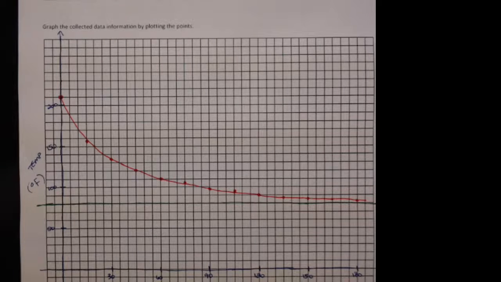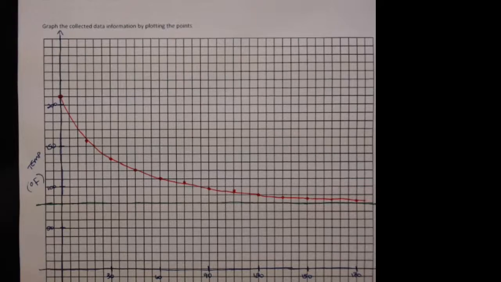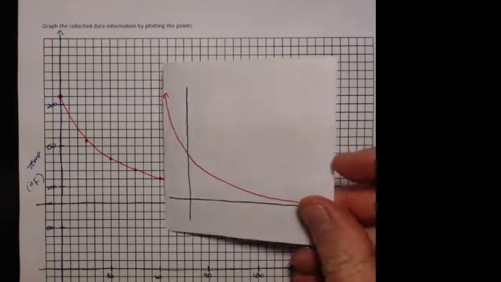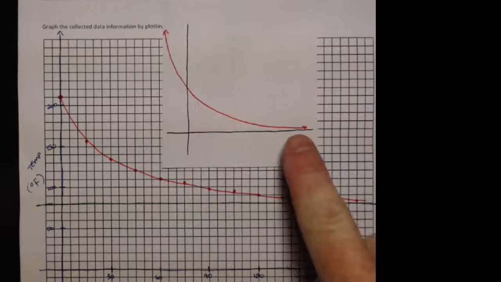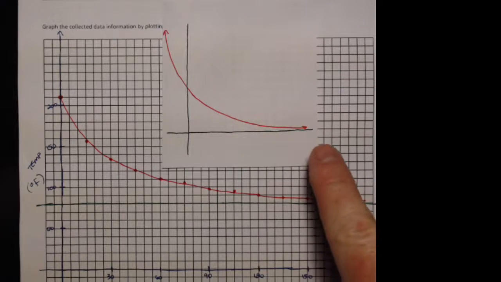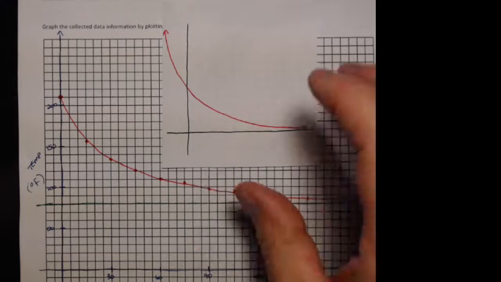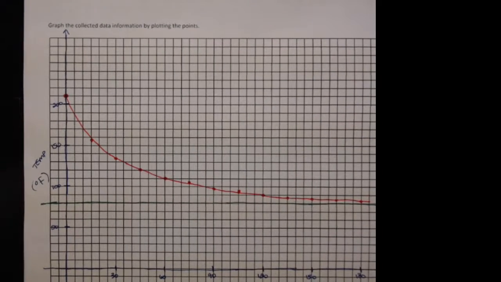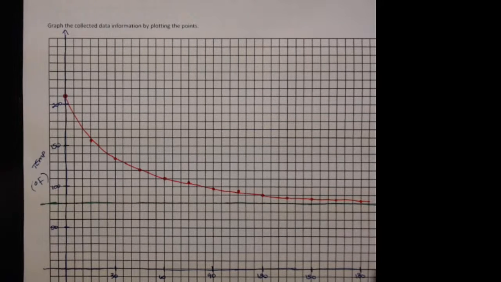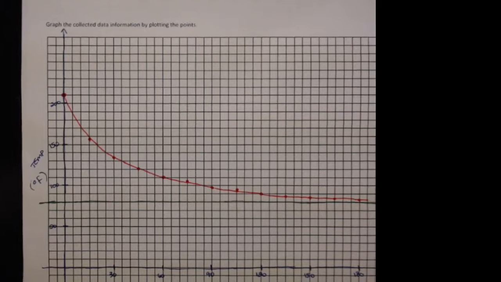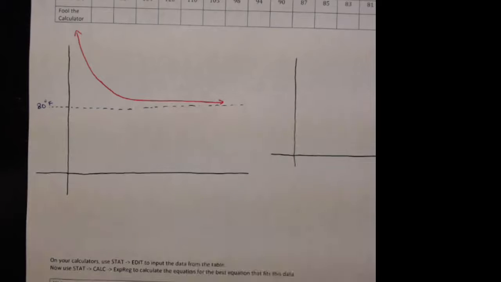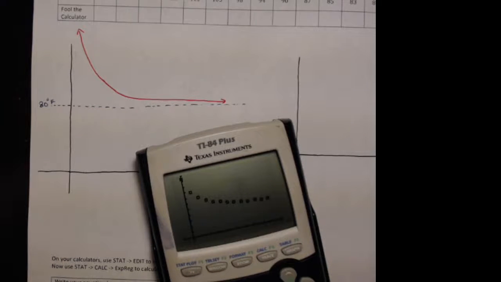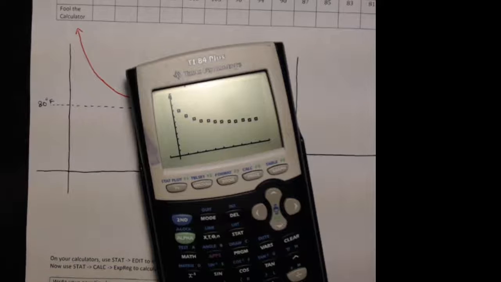Okay, so what you see here is a little different than the normal parent function for exponential decay. Notice that exponential decay on a parent function approaches the x-axis. This does not approach the x-axis. That horizontal asymptote, because it's 80 degrees, is 80 units above the x-axis. So just to show you what your calculator is doing here, you don't have to do this part on your calculator. I'm just kind of showing you here.